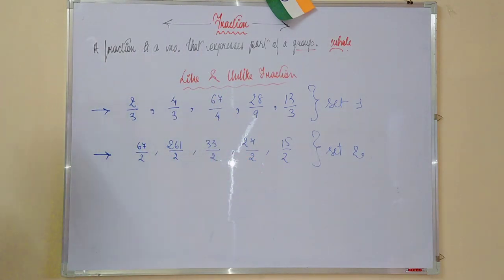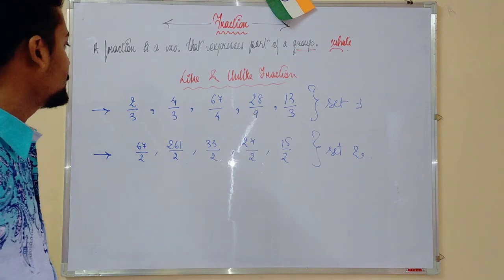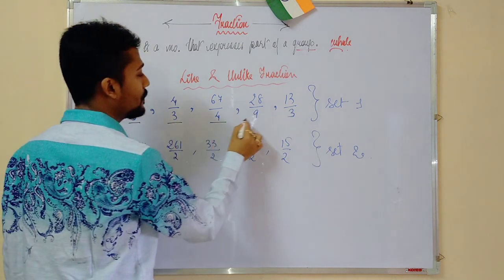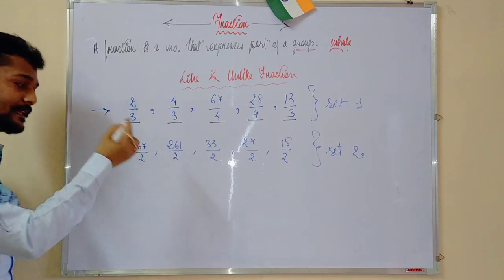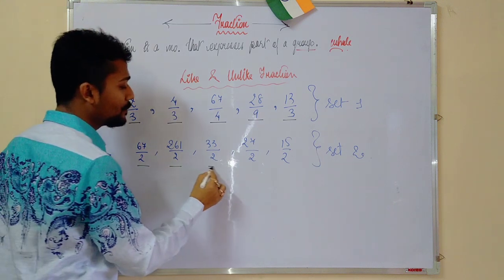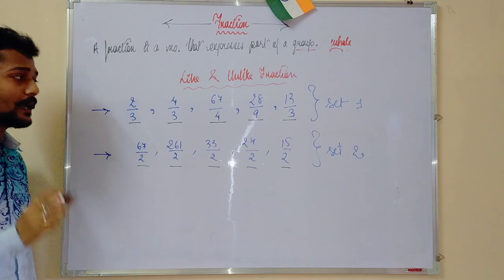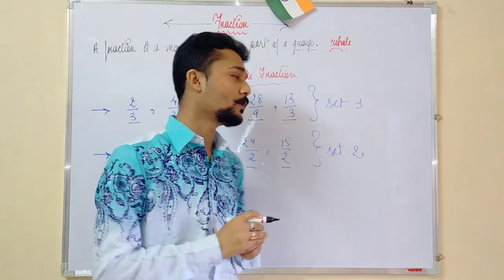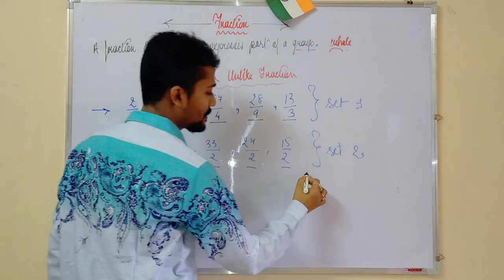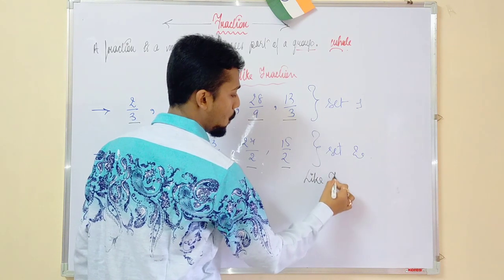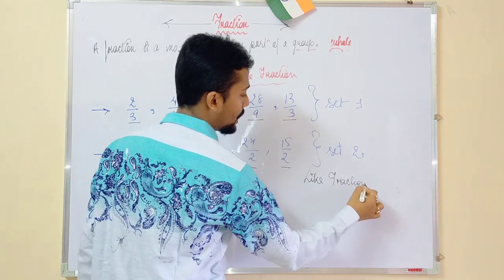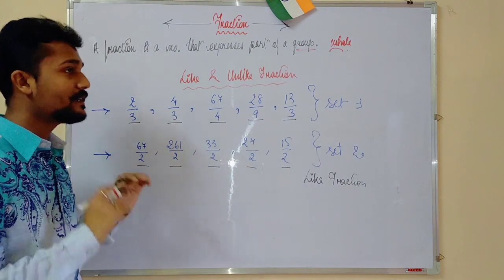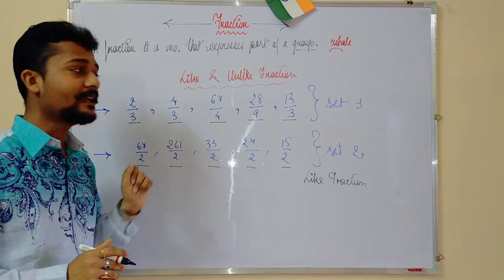Now what do you see? In the first set, we see that all or some of the denominators are different, and in this second set what do we see? That all the denominators are the same. Now if in a set of fractions all the denominators are the same, then those fractions are known as like fractions. And if in the set of fractions even a single denominator is different, then it will be unlike fractions.